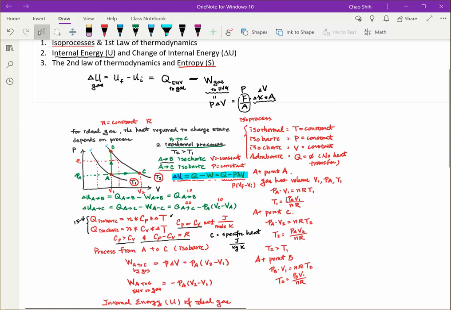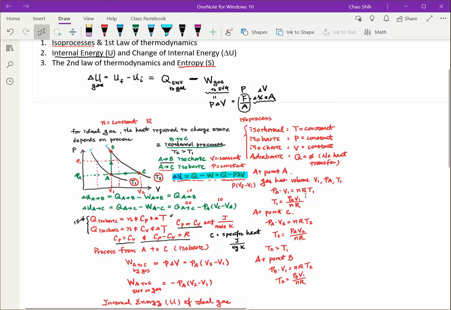Notice that the P is the same because they are on the same level on the y-axis. So they have the same pressure, however they have a different volume. And because they have a different volume, their temperature is going to be different at the same pressure. Now we want to determine which temperature is larger, because you have two different temperatures representing two different curves.